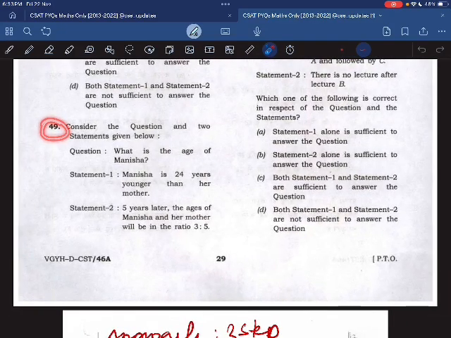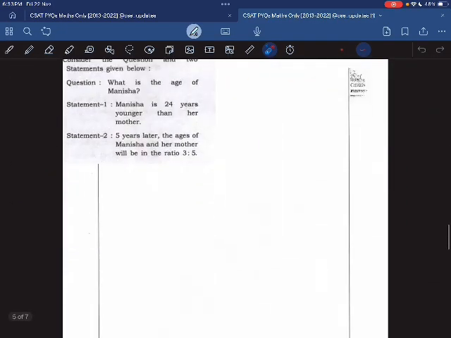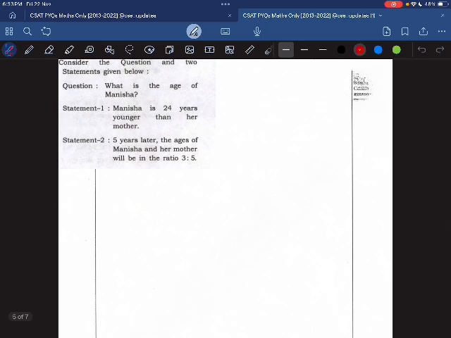So we are going to understand question 49 first. The very first step of solving this type of question is that we have to read the question very carefully. The question is: what is the age of Manisha? So suppose the age of Manisha is M. Now we have to find out what the age is.